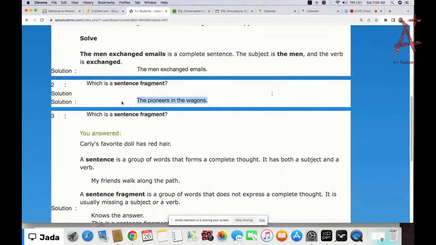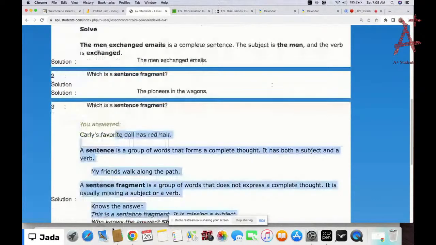Okay, now, which is a sentence fragment? Carl's favorite doll has red hair. No, this is a complete sentence. So we'll just scroll down.